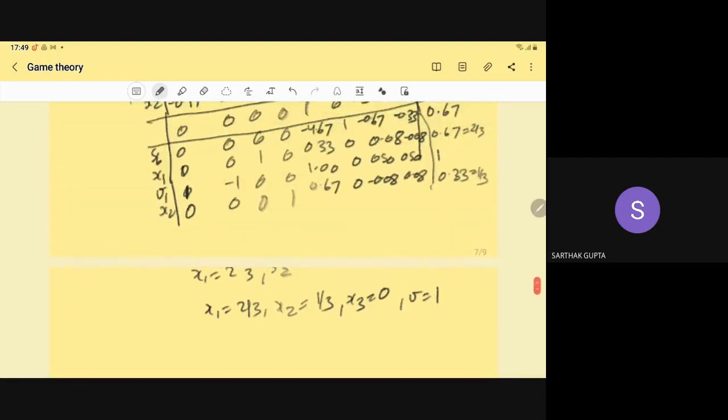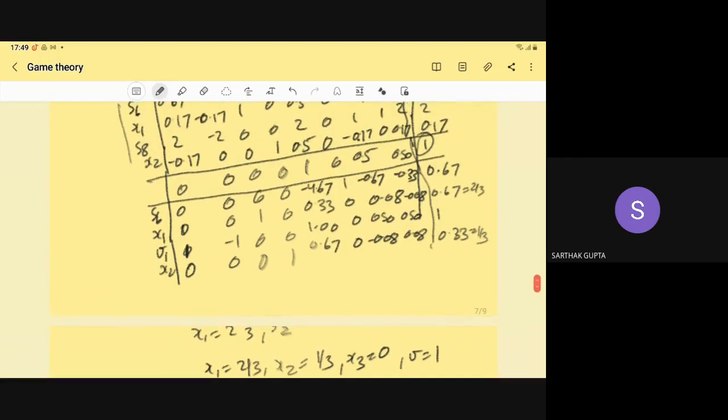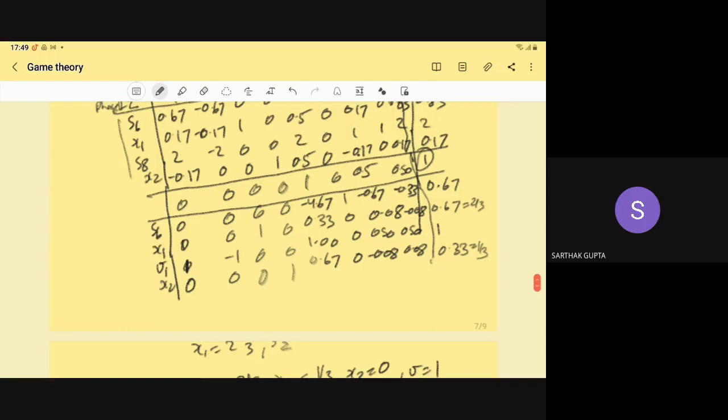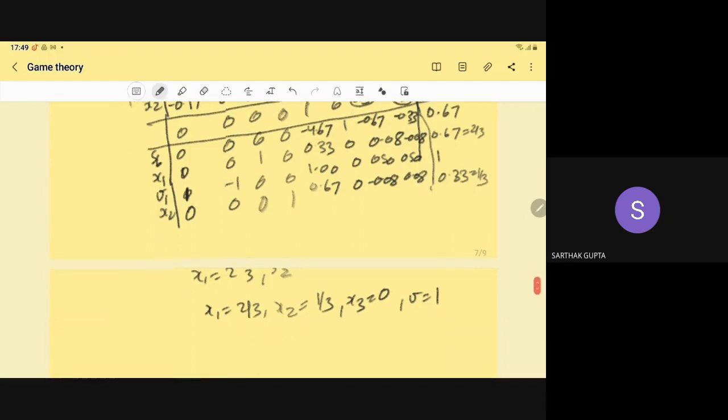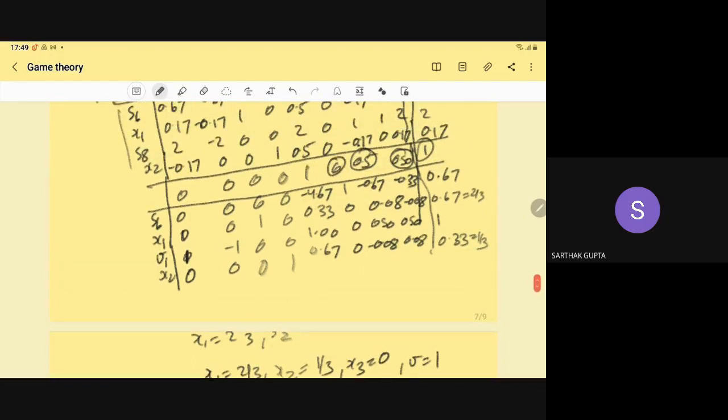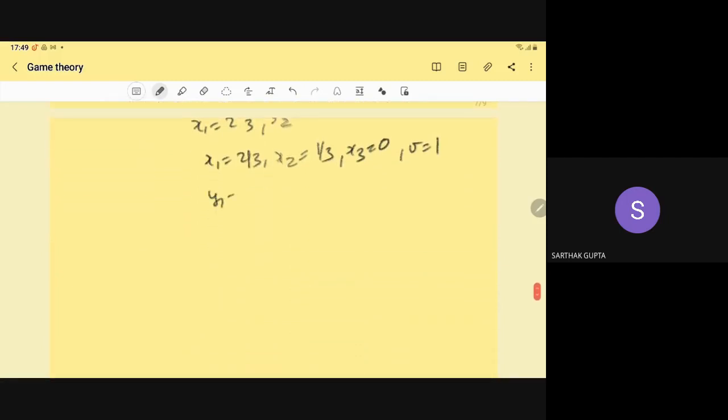And from the optimal table you can determine directly the solution for the dual problem also. So these are the solution for the dual variables, y1, y2, y3. So y1 is equal to 0, y2 is equal to 0.5, and y3 is equal to 0.5, and value of the game is equal to 1. So in this way, from player A you can write the optimal solution for player B also.